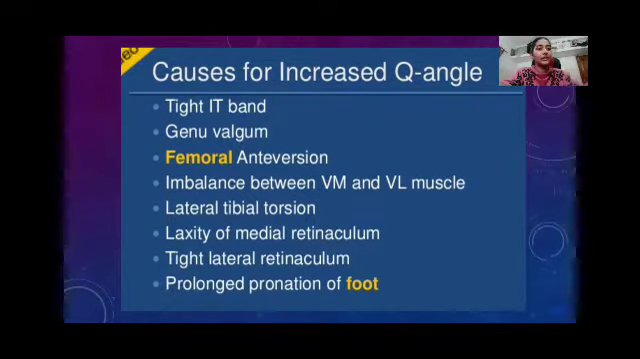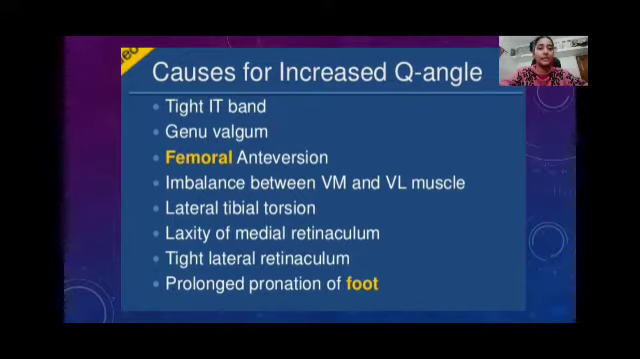Similarly, in case of genu valgum, the tibia will be moving laterally, abducted, and in femoral anteversion, the femur will be more anteriorly directed in the transverse plane. Then imbalance between the vastus medialis and vastus lateralis. When these muscular forces are imbalanced, there will be a larger Q angle because of the quadriceps pull, because one force resulting in the Q angle is the quadriceps. So when there is an imbalance between VM and VL, then the quadriceps pull, which is directed upward and laterally, will be imbalanced. So the Q angle will also be varied.